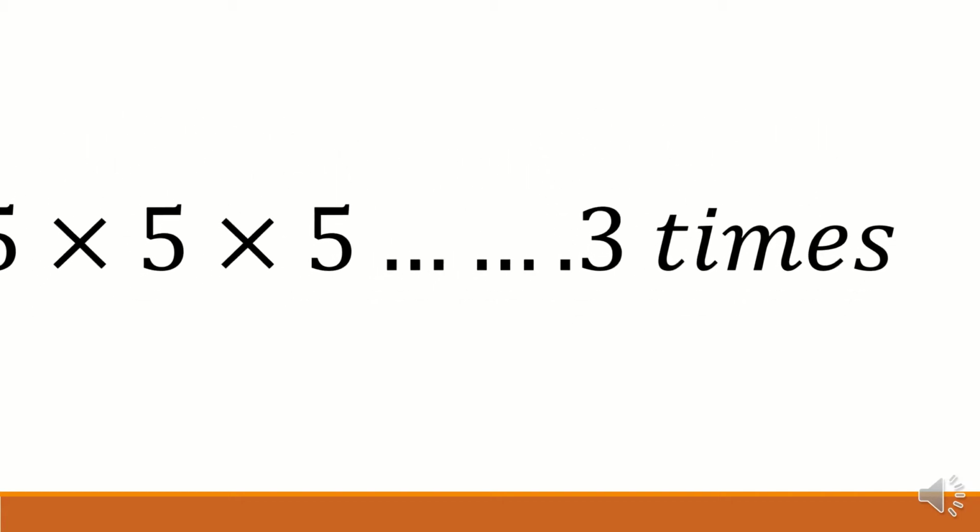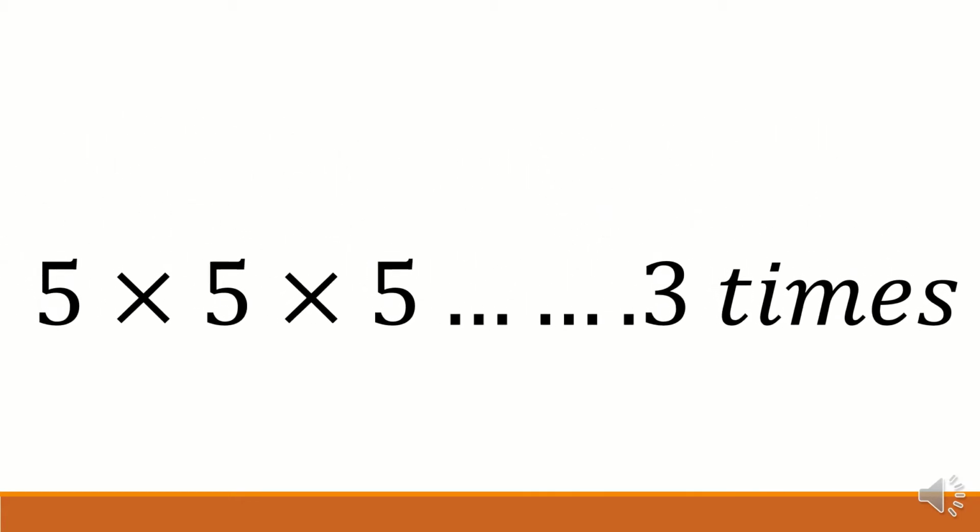For example, take 5 to the power 3. 5 is the base and 3 is the exponent. This shows 5 can be multiplied by itself 3 times.